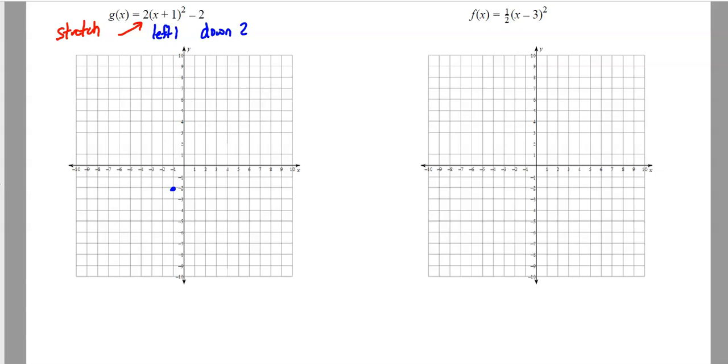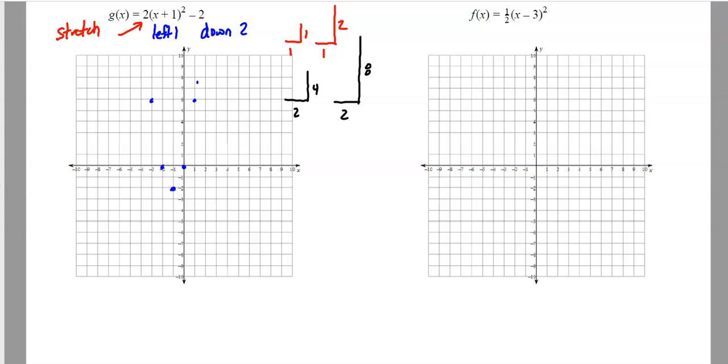So instead of playing the game where we go over 1 up 1, we're stretching it by a factor of 2. So really I'm going to go over 1 up 2. So we go over 1 up 2 this time, over 1 up 2. Normally we would go over 2 up 4, but now we're going to go over 2, and we're going to double that. We're going to have double the stretch going up. So it's going to be a 2, 8. So over 2 up 8 takes me to right here.